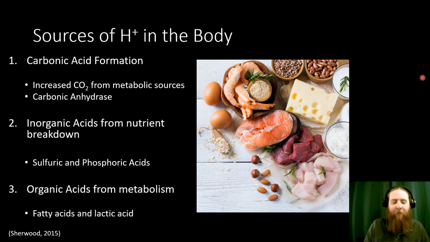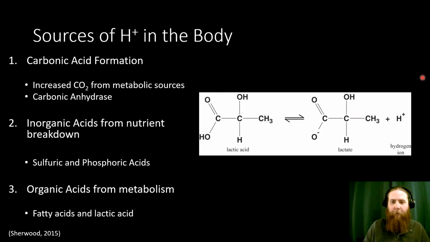And then the last one is organic acids from metabolism. These are things like fatty acids and lactic acid. When you go through extreme or strenuous muscle exertion, you create lactic acid, which breaks down to lactate, this molecule here, plus a hydrogen ion. And once again, this free hydrogen ion here is what's causing this acidity in the body.